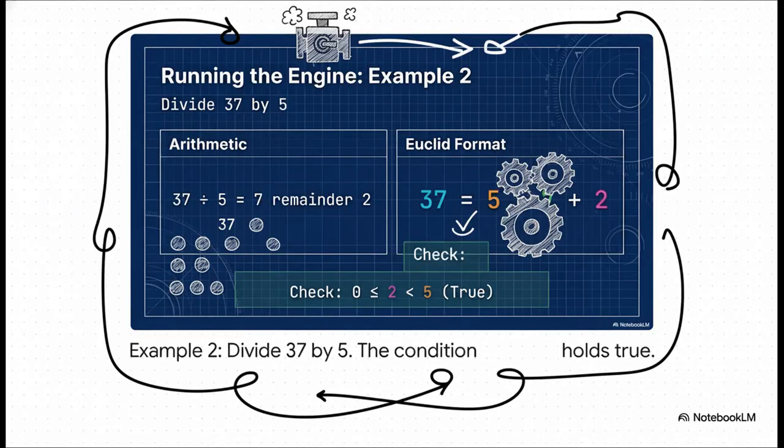Perfect. Next, let's try 37 divided by 5. That's going to give us a quotient of 7 and a remainder of 2. So we write it as 37 equals 5 times 7 plus 2. Let's check the condition again. Is our remainder of 2 between 0 and 5? Yes, it is. The rule holds true.